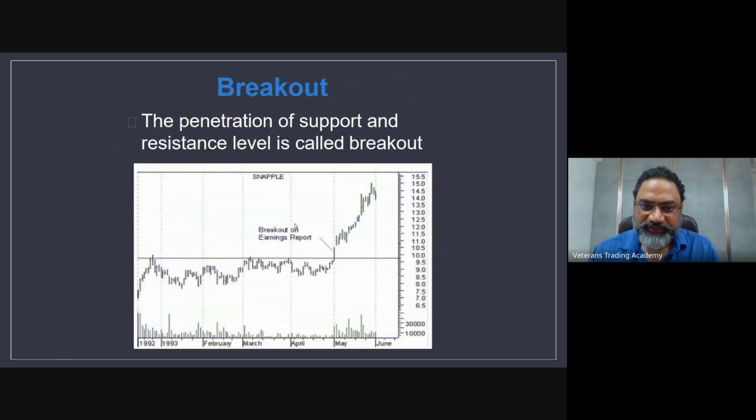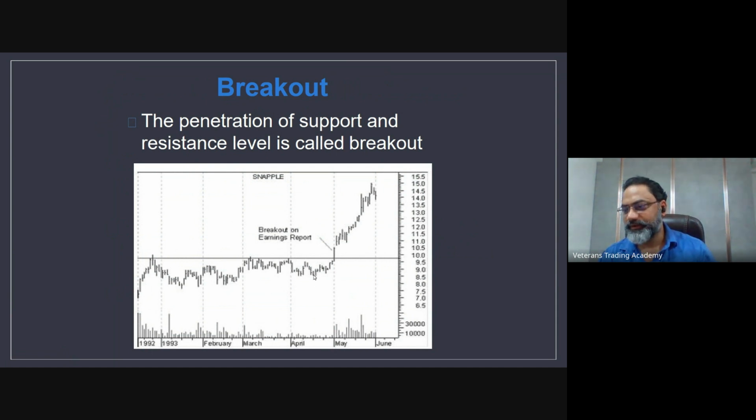Now, support and resistance will not be held forever. There will be breakouts also. Like in this chart, you can see our stock was at 10 rupees, then it came down, again went to 10 rupees. But this time when it came down, it did not go down as much as last time. Last time it went to 8 rupees, but this time it went to only 9 rupees.